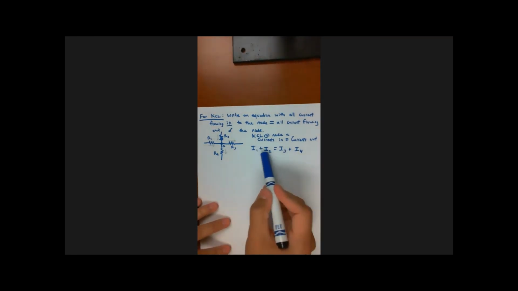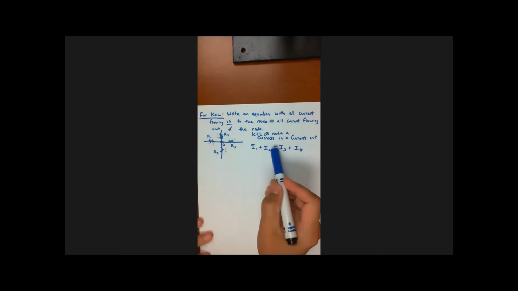So if any one of these is unknown, then you can solve that equation and you can find that unknown. All right, so that's basically what it is. In the next video, I think this is a good place to stop the video.